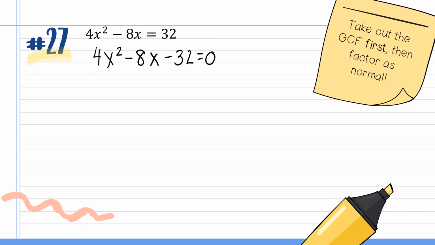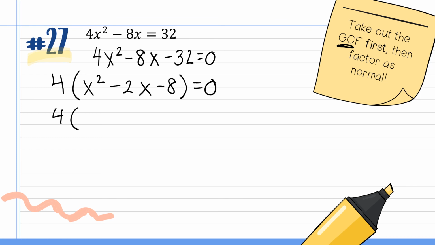Now 4, 8, 32 are all kind of big numbers, so recognizing that they're all divisible by 4, we first want to take our greatest common factor out before we try any of our other factoring methods. So pulling a 4 to the outside, we're left with x squared minus 2x minus 8 equals 0. From here, we can keep our 4 on the outside, and we just want to use our basic factoring method here, where a is equal to 1.